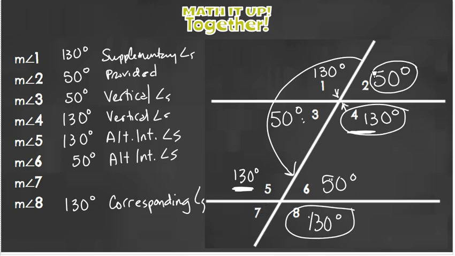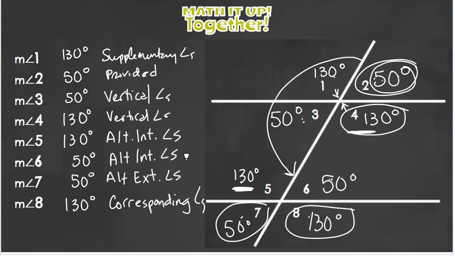We could use alternate exterior angles. This angle, cross the line, go to the other opposite end. And we could say that this one is 50 due to alternate exterior angles. So again, we have these angle pairs and many ways to get at it. This is just one way that you can do that.